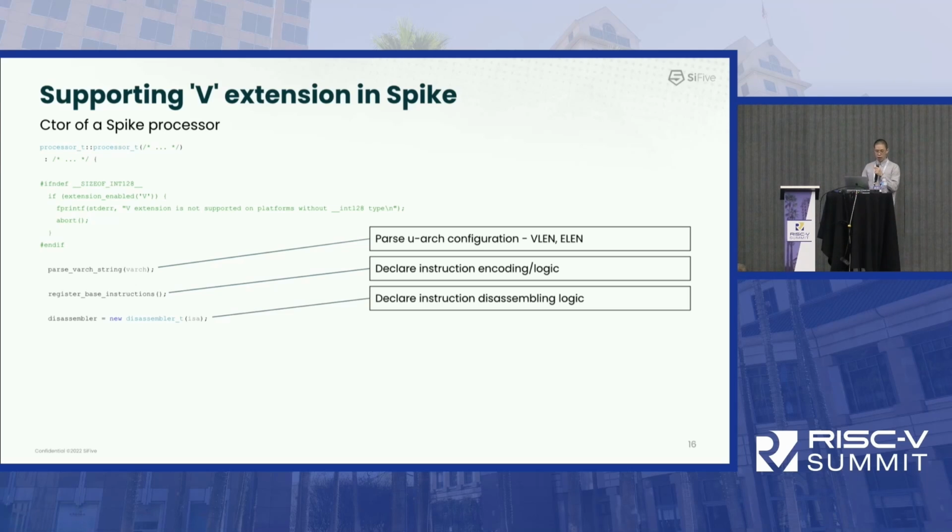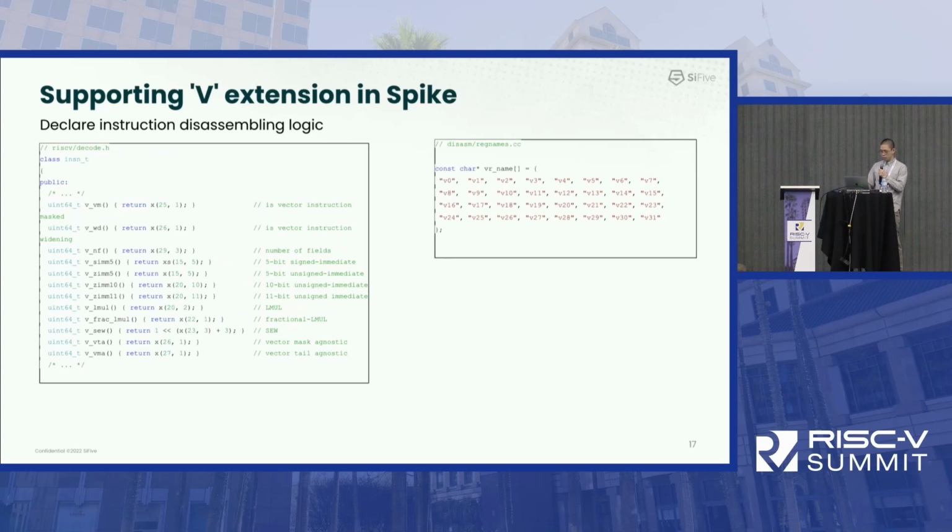Lastly, we will look at how instruction disassembling is declared through the constructor of the disassembler object. Well, first of all, these are the utilities when disassembling a vector instruction. On the left-hand side, you can see the decoding of a vector instruction, and its decoding of masking, immediate value, and vector registers. On the right-hand side are the vector register names. They're declared under regname.cc.